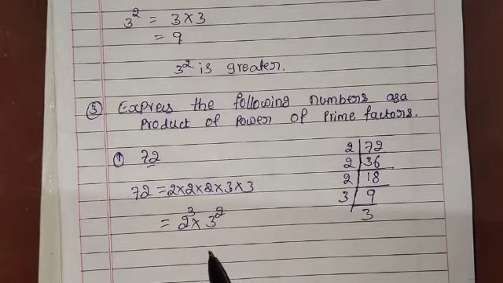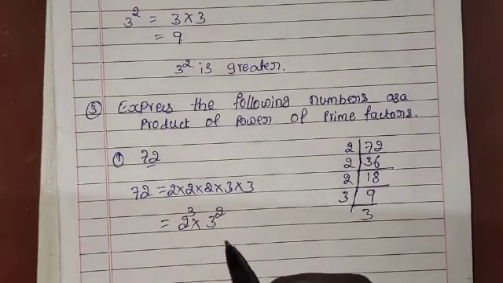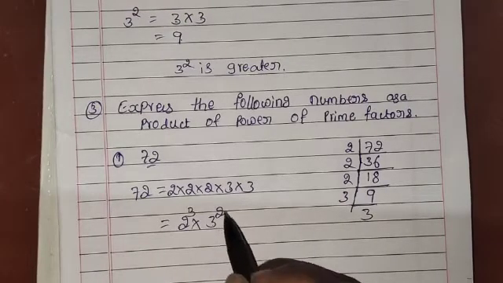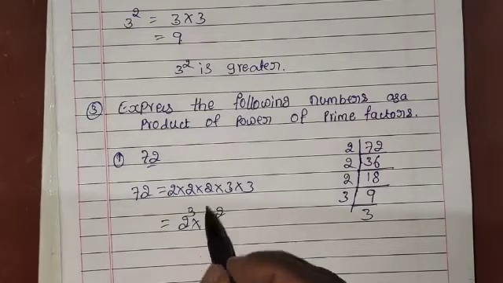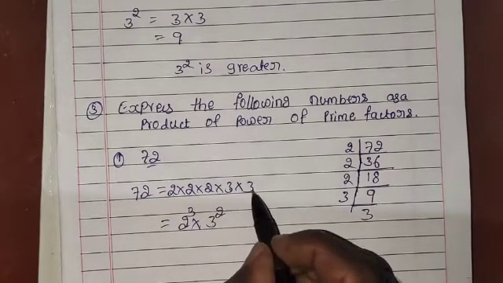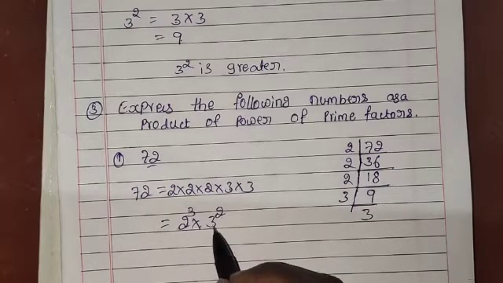Okay, thus we write the given number as a power of prime factors. 2 cube into 3 square. Here 2 is multiplied 3 times and 3 is multiplied 2 times. So we can write it as 2 to the power of 3 into 3 to the power of 2.